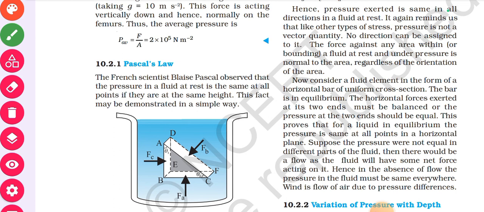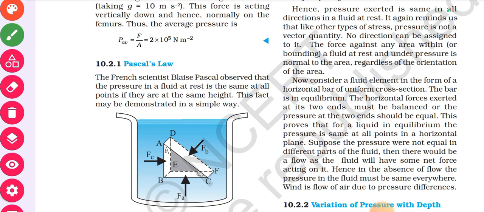What is Pascal's law? It says that if there is an enclosed fluid, that is a fluid in a container, and it has to be incompressible, then if we apply pressure to any part of the fluid, it will be transmitted to the whole fluid undiminished.